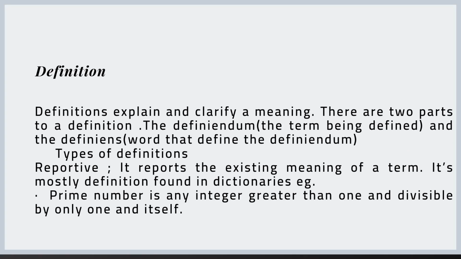Definition. Definitions explain and clarify a meaning. There are two parts to a definition: the definiendum, the term being defined, and the definiens, the words that define the definiendum. Types of definition. Reportive. It reports the existing meaning of a term. It's mostly the definition found in dictionaries.